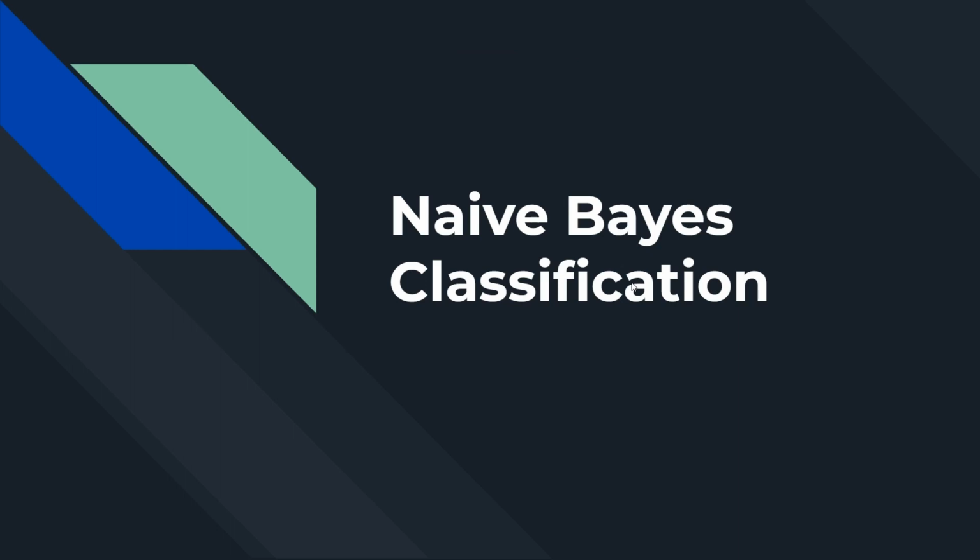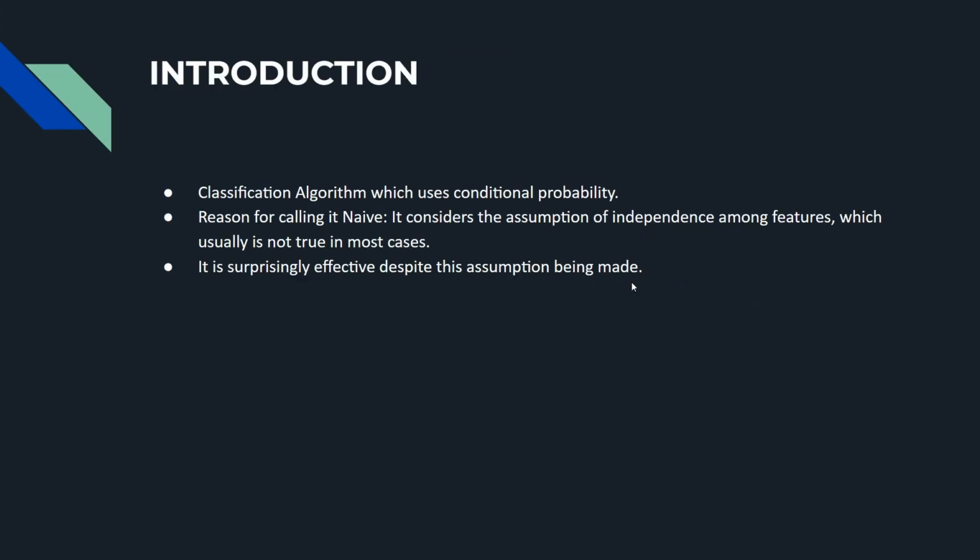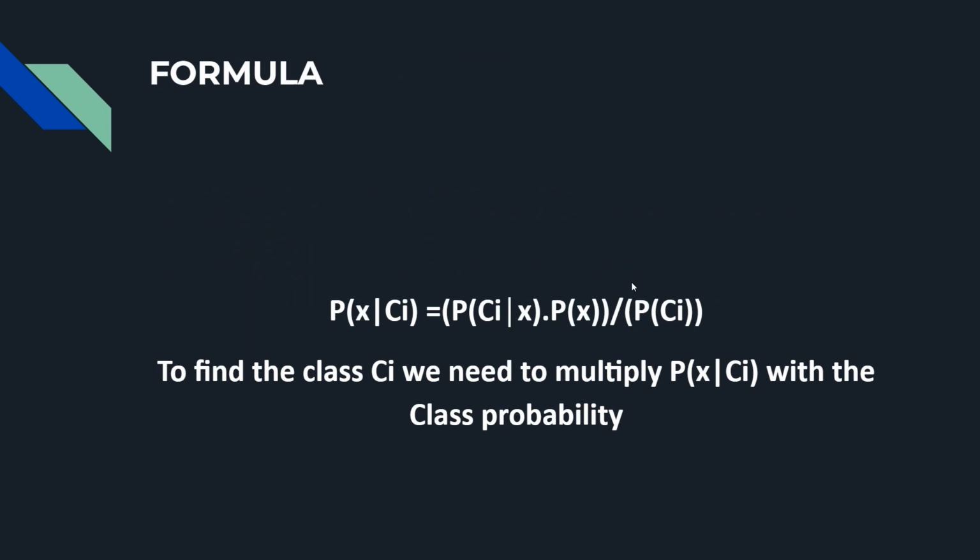Today we will discuss naive Bayes classification. It is a classification algorithm which uses the conditional probability. You know the Bayes theorem that P of Ci by x equals P of x by Ci into P of Ci by P of x.